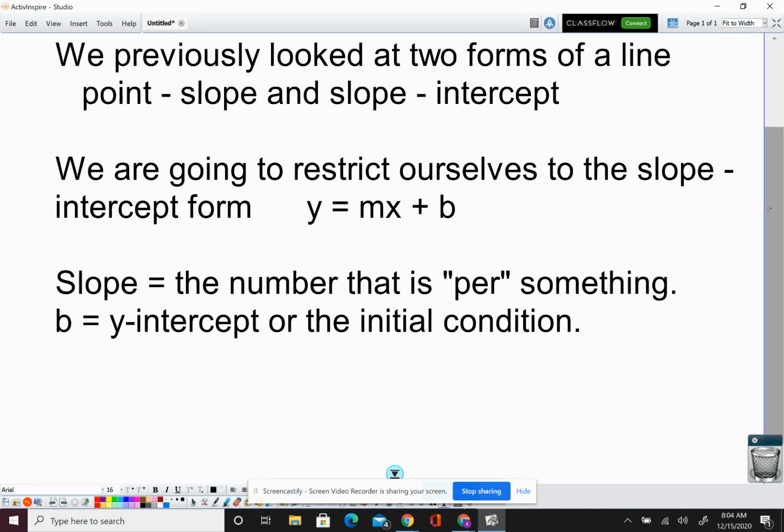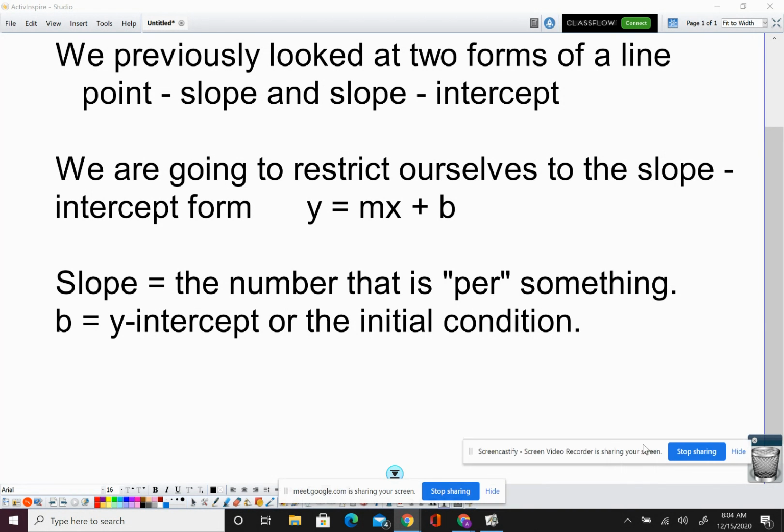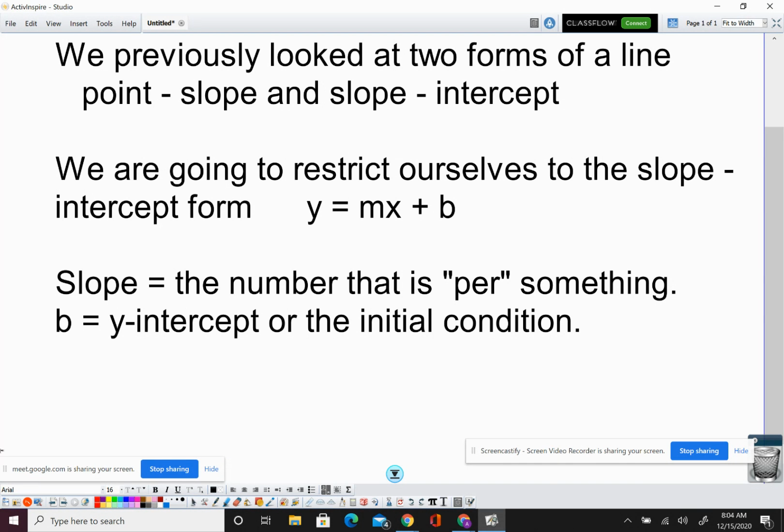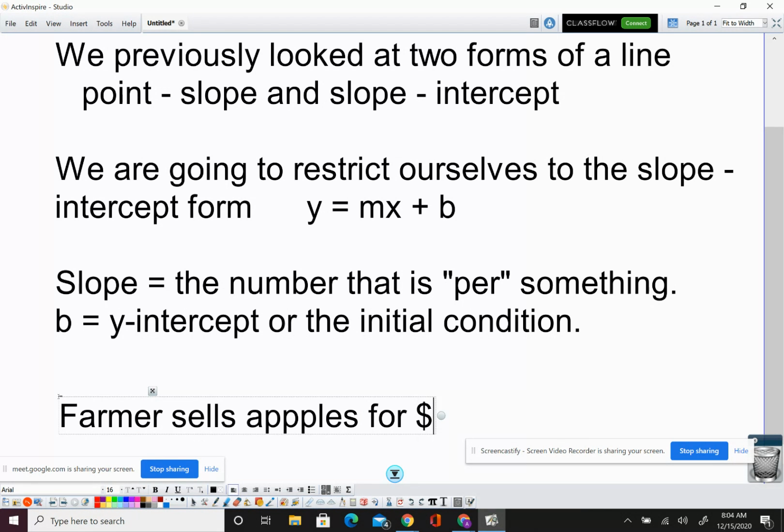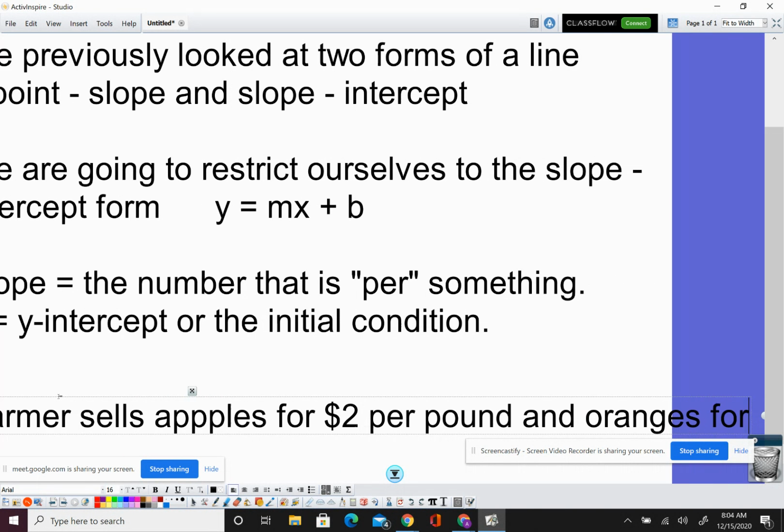So let's take a look at an example. A farmer's market sells apples for $2 per pound. I'm just going to put down the key points here as soon as I move my little markers so I can get at the bottom of my screen. Okay, so the farmer sells apples for $2 per pound and oranges for $1 per pound.